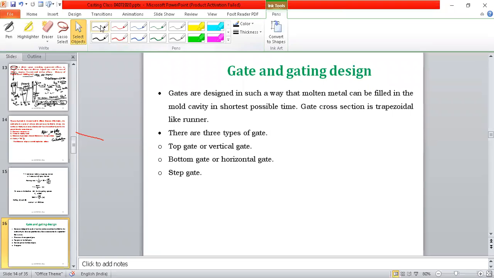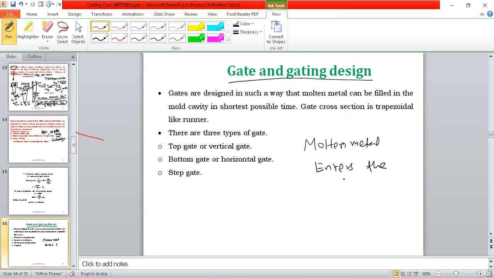Now coming to gate and gating design. So basically, what is a gate? A gate is that from where molten metal enters the cavity or mold. Molten metal enters the cavity or mold, that we call a gate.